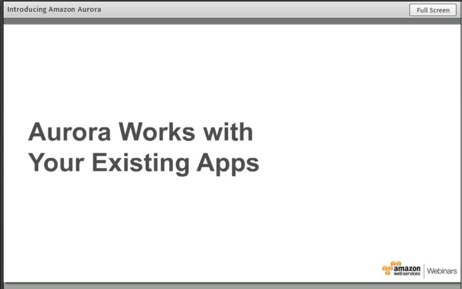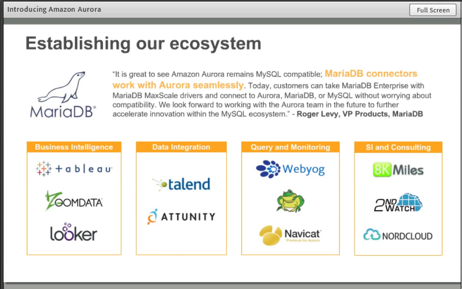So we talked about drop-in compatibility with MySQL. We wanted it to be very easy for you to migrate your application to Amazon Aurora from MySQL. But that doesn't just mean your application, that also means the ecosystem surrounding MySQL. And it should just work.